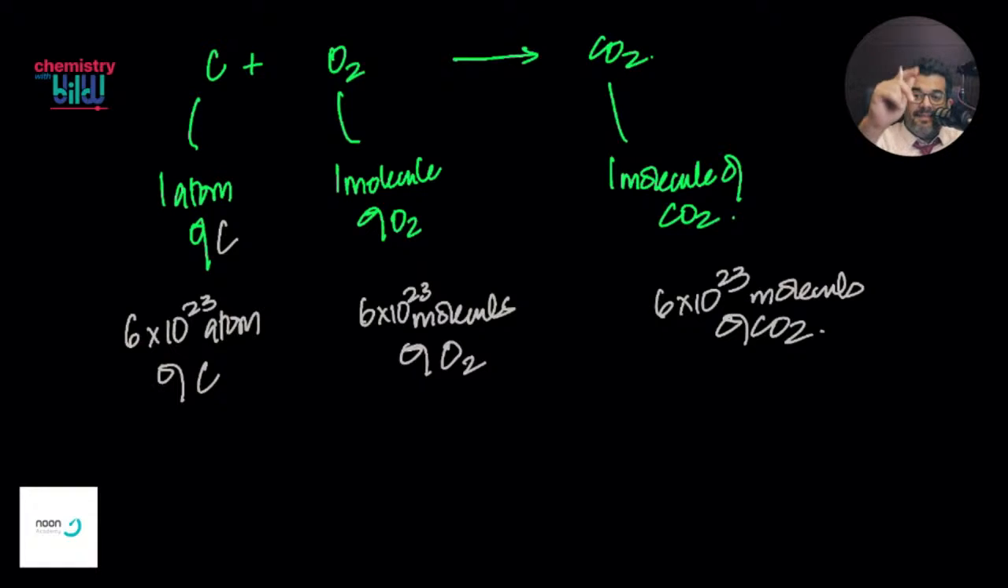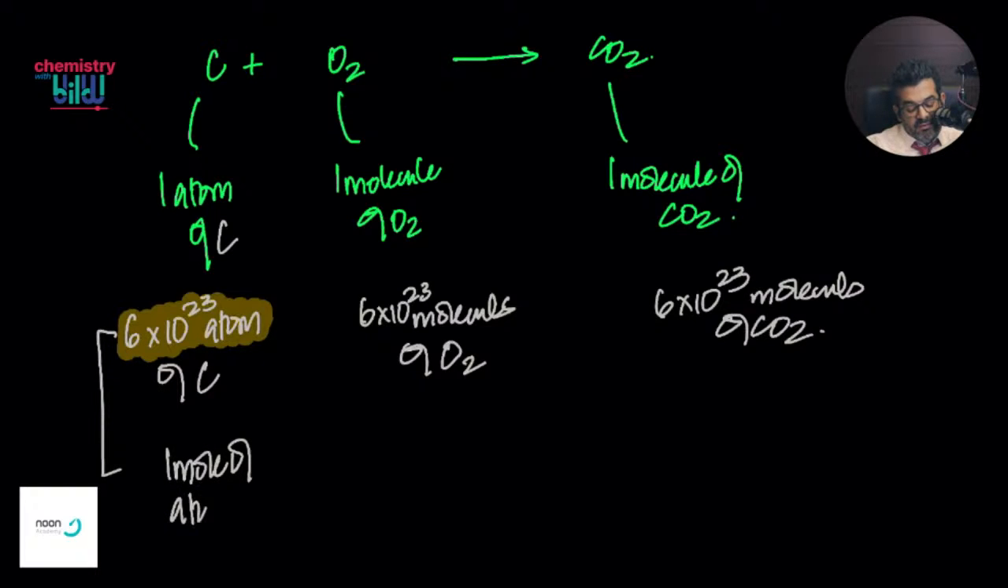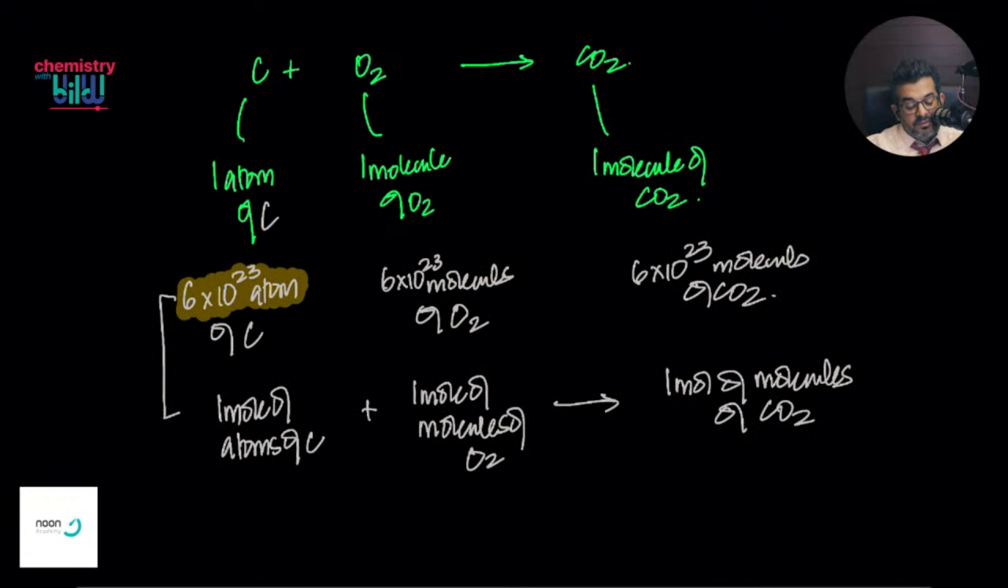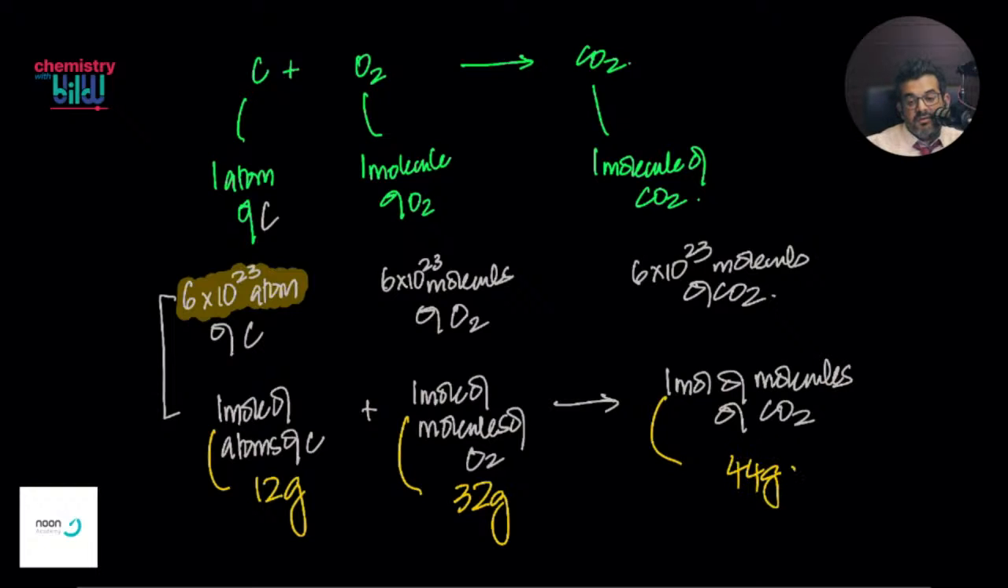Now, having said that, I'm saying the label for this number of atoms is 1 mole. So I can say 1 mole of atoms of carbon reacts with 1 mole of molecules of O2 to produce 1 mole of molecules of CO2. And why would I want to do that? Because I know 1 mole of carbon atoms will have a mass of 12 grams, which I can go to the lab to find out. 1 mole of molecules of O2 will have a mass of 32 grams. And 1 mole of molecules of CO2 will have a mass of 44 grams.